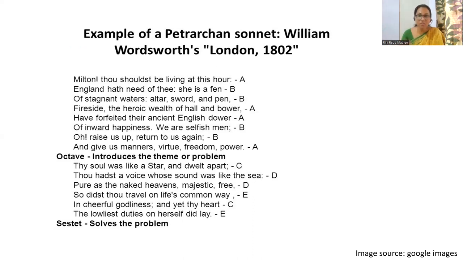So if we want to call a sonnet Italian or Petrarchan, the stanzaic division should be an octave and a sestet, following the rhyme scheme A, B, B, A, A, B, B, A, and C, D, E, C, D, E. That is the kind of stanzaic form. Slight variations are possible, but mostly this will be the rhyme scheme and stanzaic division followed by the Italian sonnet.